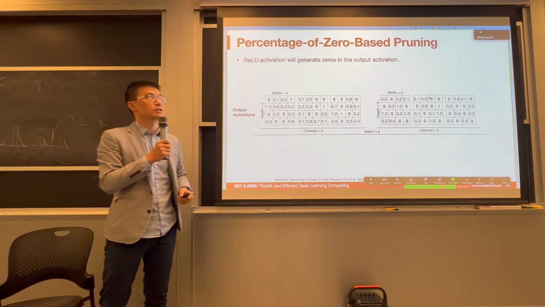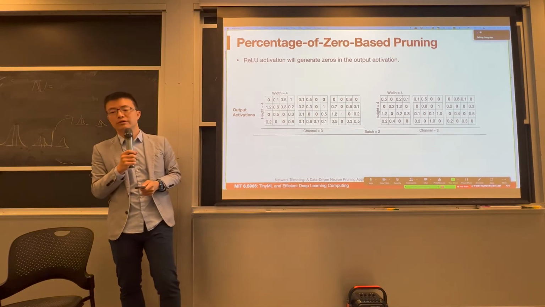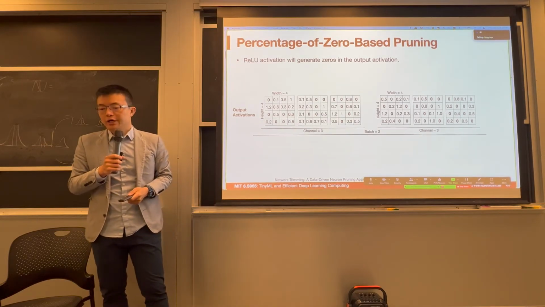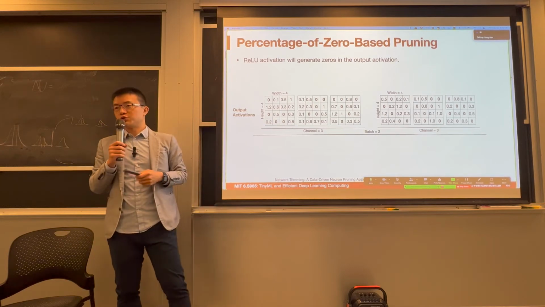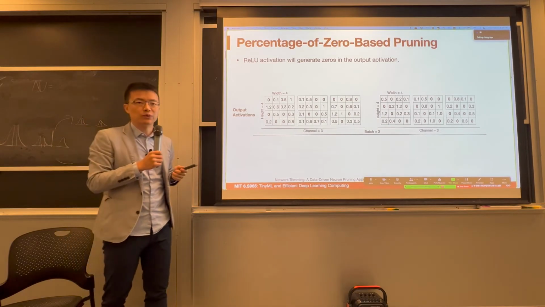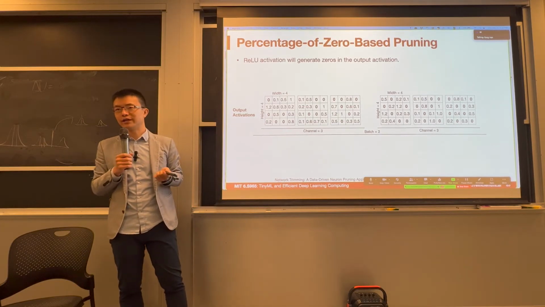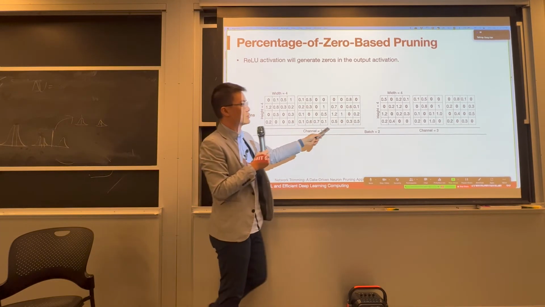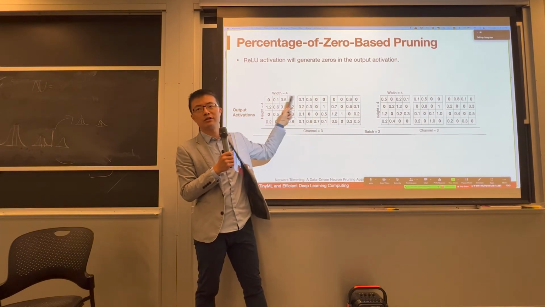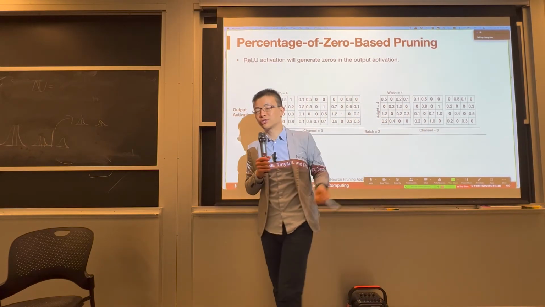So let's look at a detailed example. We want to look at the percentage of zeros, POZ, percent-of-zero based pruning. We are using the ReLU activation, which is pretty popular, as we introduced in the last lecture. After ReLU, what happens to the activation? Lots of them will be 0 naturally. Imagine we have this neural net with 2 batches. This is the feature of one image, and this is the feature of another image. So we have a batch of 2.